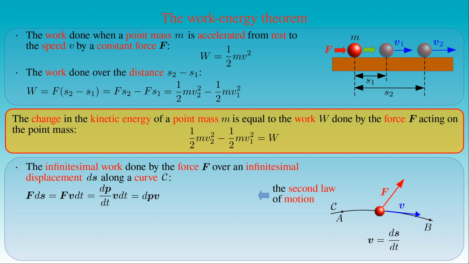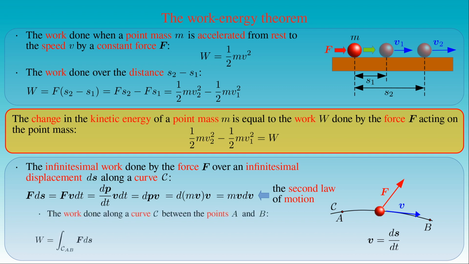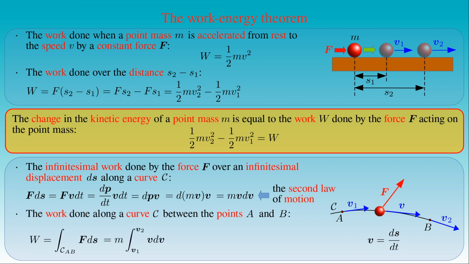Because the momentum p of the point mass is defined by its mass m times its velocity v, the scalar product of the force and the displacement vector is given by the mass m times the scalar product of the velocity v and its differential. This result can be substituted into the work W done by the force F along the curve C between the points A and B, which is equal to the line integral of the force F with respect to the arc length s along the curve C between the points A and B. Then we can transform the line integral into the mass m times the integral of the force F with respect to the velocity v along the curve between the velocities v1 and v2 of the point mass measured at the points A and B.